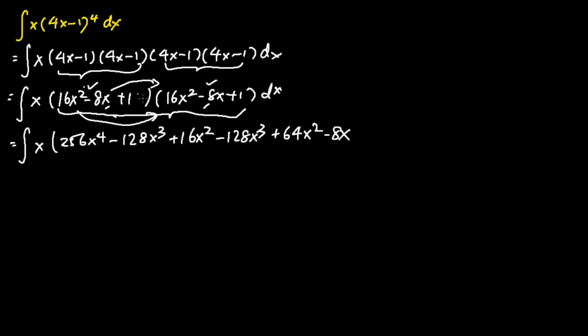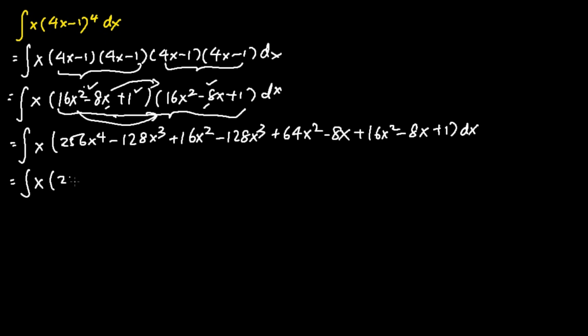And then we move on to the third term of the first bracket. We have 1 times 16x squared gives me 16x squared. And 1 times minus 8x gives me minus 8x. And 1 times 1 gives me 1. Following which, we will simplify the terms within the bracket.